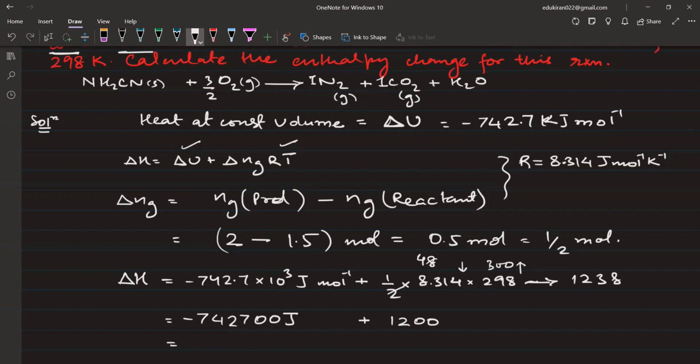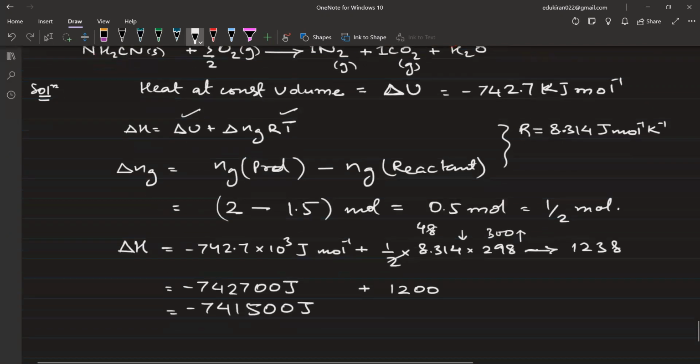And when you are going to add this, you will get 742700 minus 1200. This will be minus 741500 joules, which will be equal to minus 741.5 kilojoules. This is the change in enthalpy.